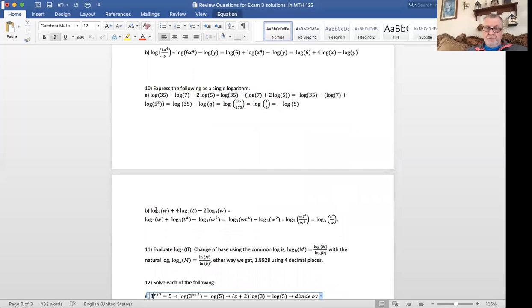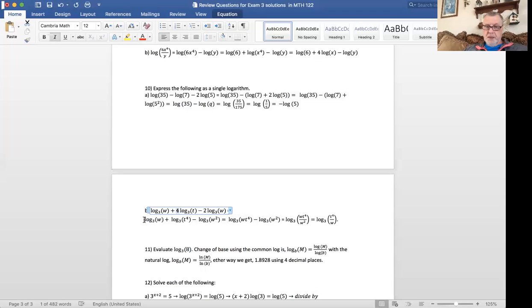Then for b, we have the log base 3 of w plus 4 log base 3 of t minus 2 log base 3 of w. I'm again going to deal with this number in front of the log first, move it up into the exponent position, and get t to the 4th for the log base 3. Same thing with the 2. I'm going to move it into the exponent position and get log base 3 of w squared. Nothing else changed.